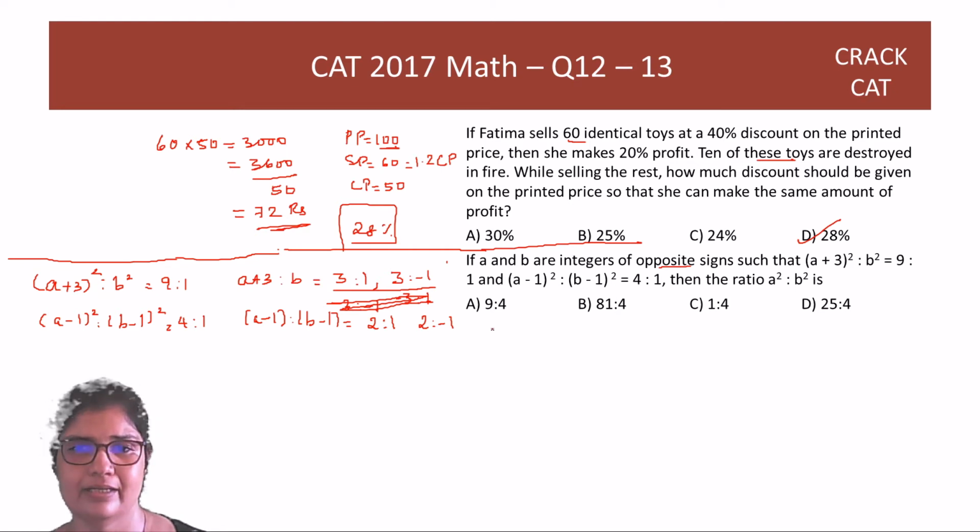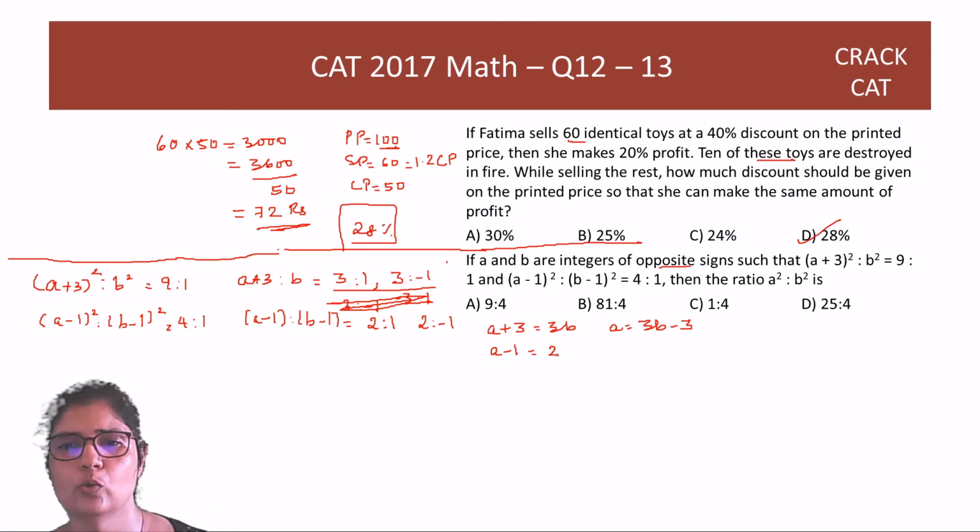So a plus 3 is 3 times b. That is the first equation. So a is equal to 3b minus 3. And the second equation is that a minus 1 is equal to 2 times b minus 1. See, मैं 2 यहाँ क्यों डाल रही हूँ? A minus 1 is double of b minus 1. That's what it means, the ratio 2 is to 1. It is double of b minus 1. So यहाँ 2 will go with b minus 1. So now if I solve this, I get a is equal to 2b minus 2 plus 1.